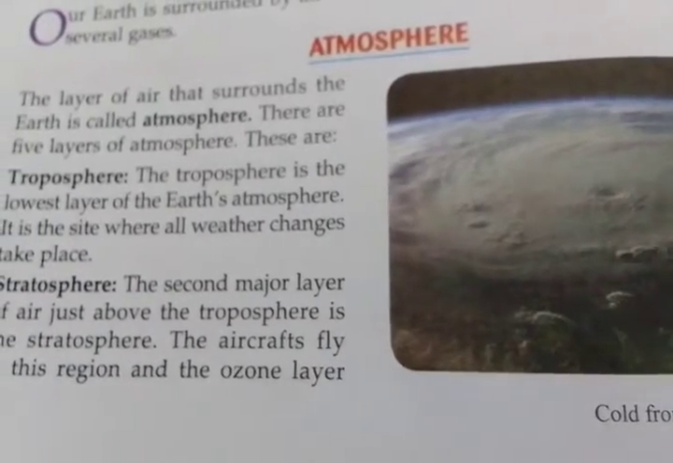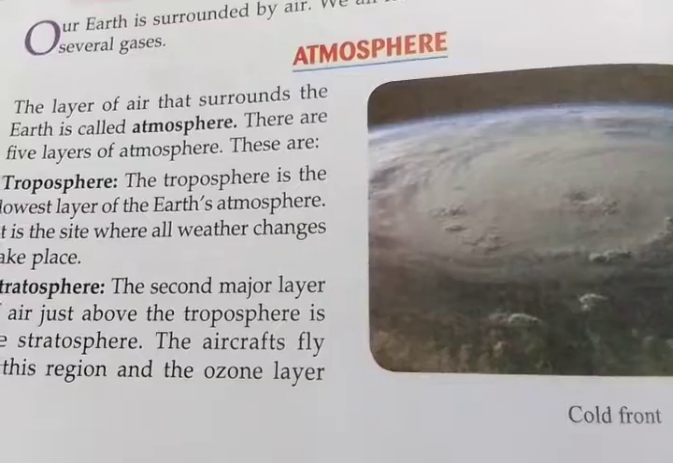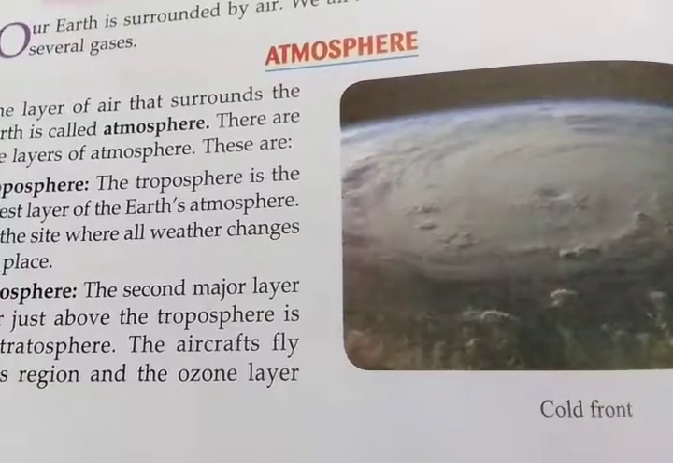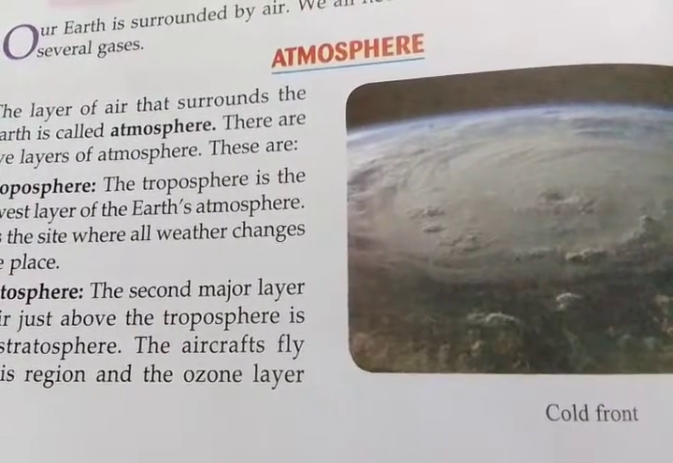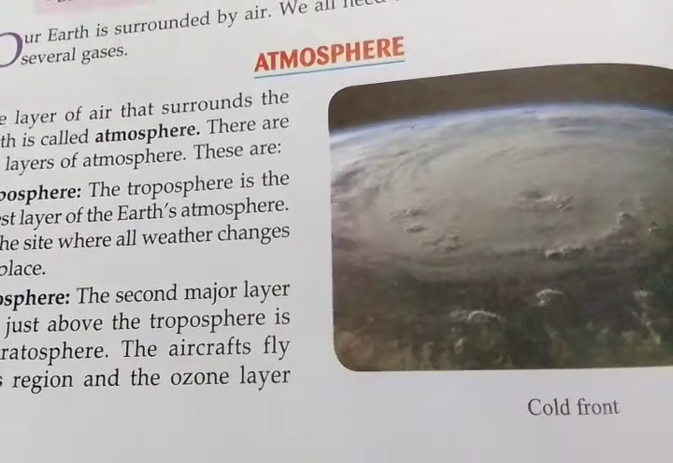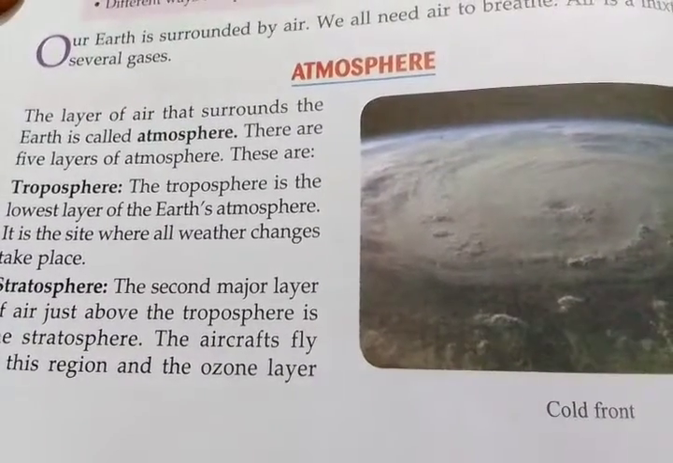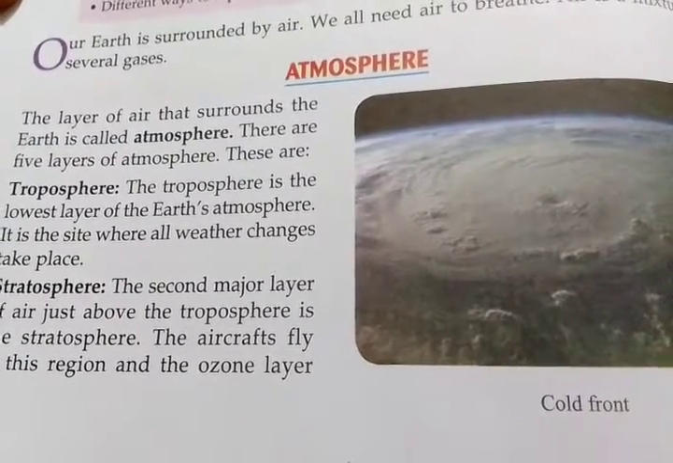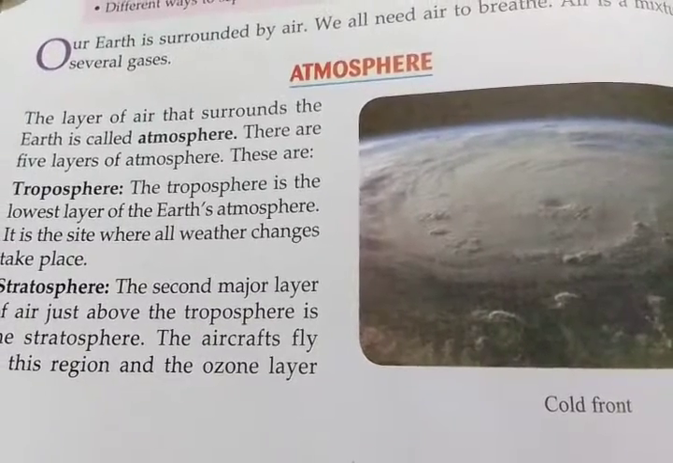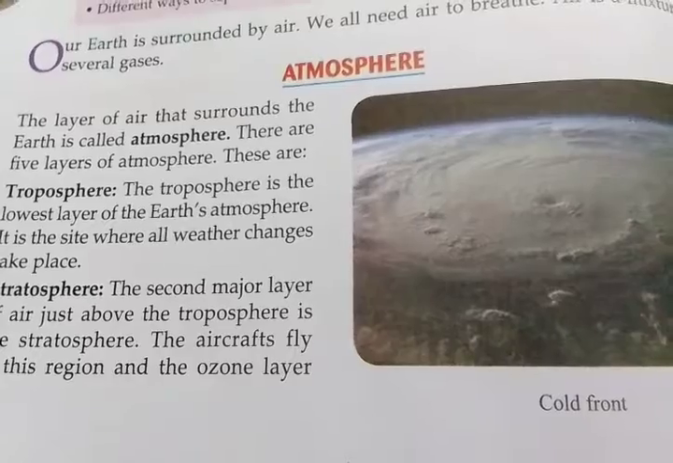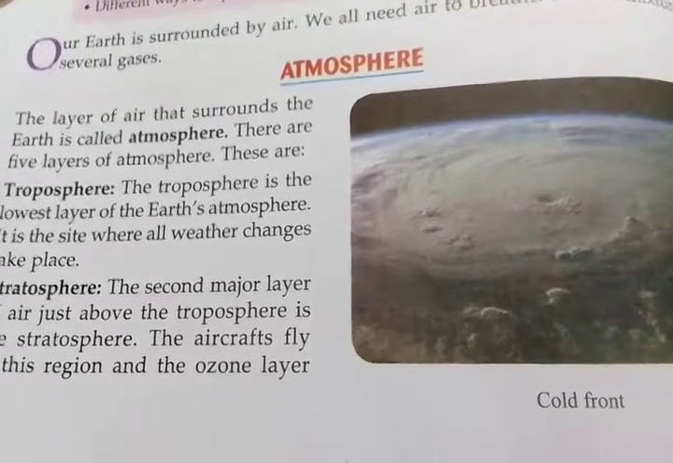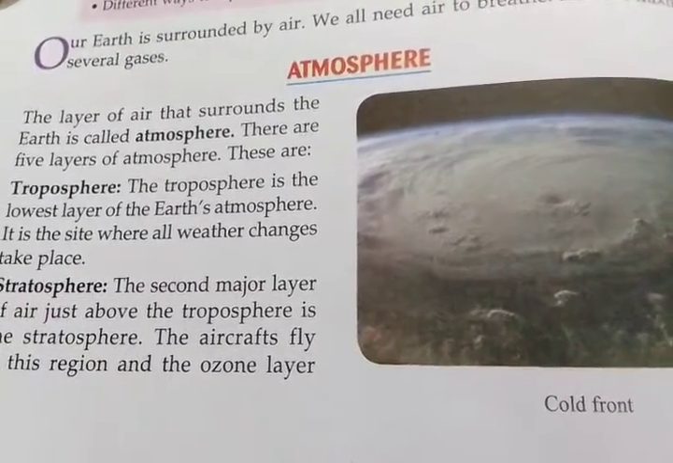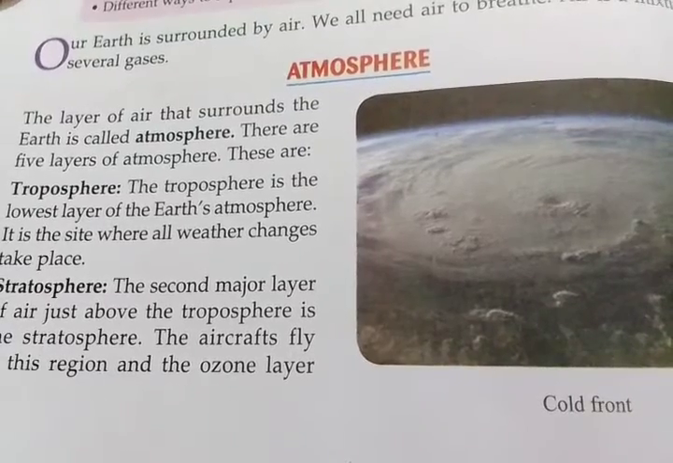Firstly, troposphere. Troposphere is the lowest layer of the Earth's atmosphere. And the second major layer of air just above the troposphere is the stratosphere. The aircrafts fly in this region. And the ozone layer, that is very helpful for living organisms, is present in this layer. That means the ozone layer is present in the stratosphere. It protects the earth from harmful ultraviolet rays of the sun.